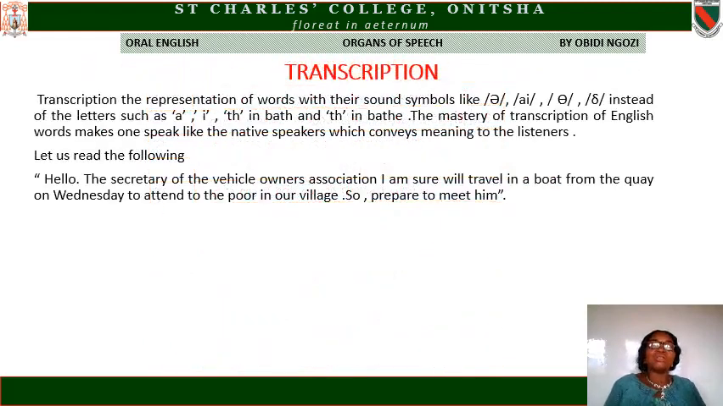Now let us look at what we call transcription. When you have mastered the 44 speech sounds, then you talk about transcription. Transcription is the representation of words with their sound symbols instead of the letters, such as TH in bath and TH in bad. You see the difference between bath and bad? They are not the same meaning. Bath is a noun, but bad is a verb.